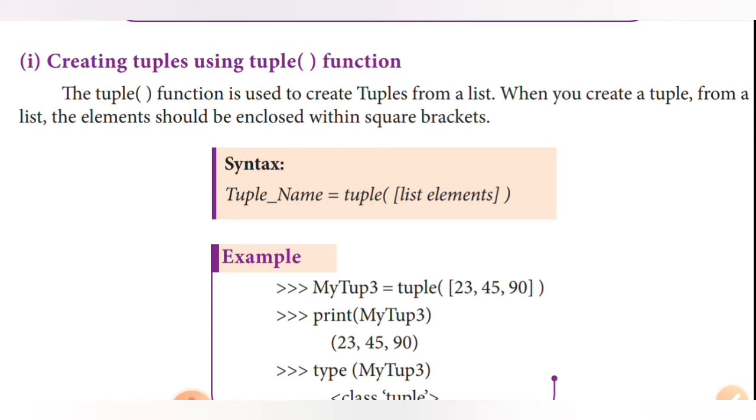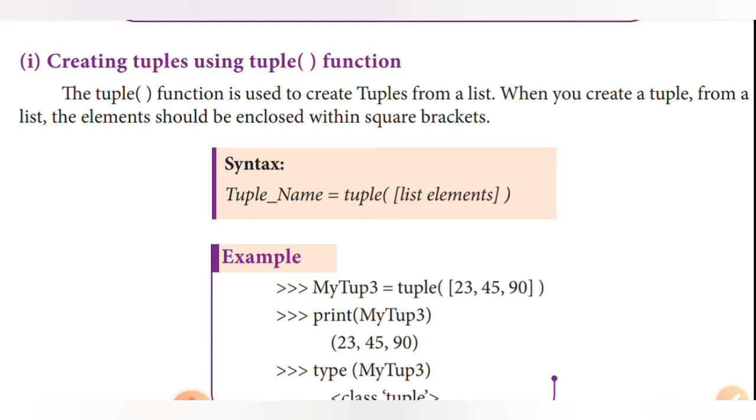So now you can see the output 23, 45, 90. Instead of square brackets, which bracket is shown? Normal parenthesis. What is the meaning of that? We are creating the tuple from the list. So from the list elements 23, 45, 90, now we are creating the tuple. So tuples are displayed within the normal parenthesis.